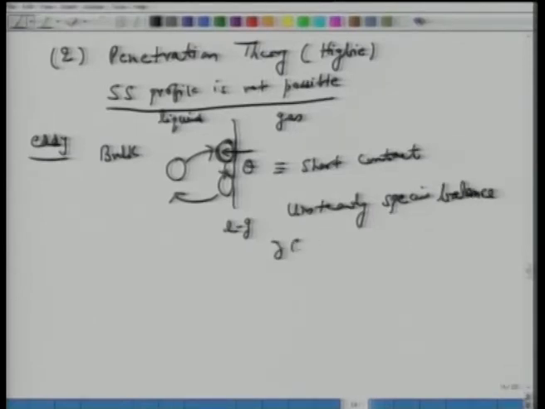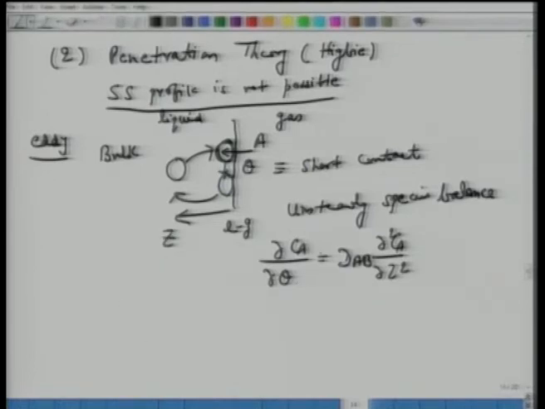del C over del theta. So if A is the component which is diffusing from gas to liquid phase, equals DAB del square Ca over del Z square. So Z should be in this direction. One can start from here. At t equal to 0, maybe the concentration here was Ca0, and at a certain time this interface is exposed to Cai. Then we can write this expression and can solve to obtain the concentration profile of Ca in the liquid.